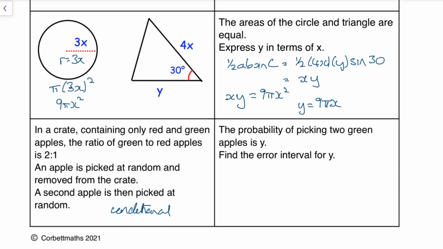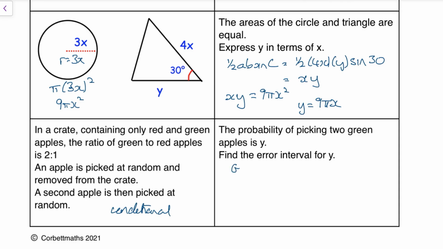Find the error interval for y. Okay. Yeah, clever, difficult question. I like this. If you haven't seen this before, you may not know what to do here. This is all based on the idea that, let's build it up step by step.